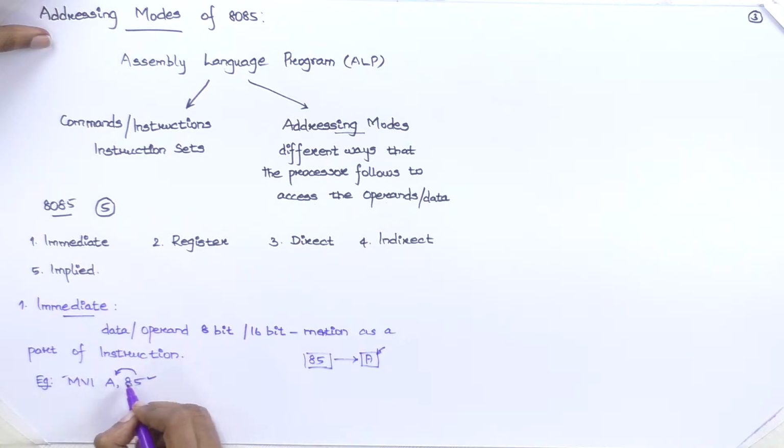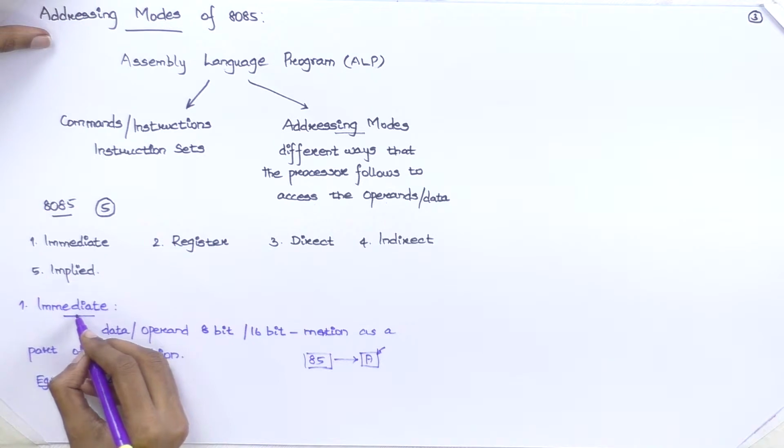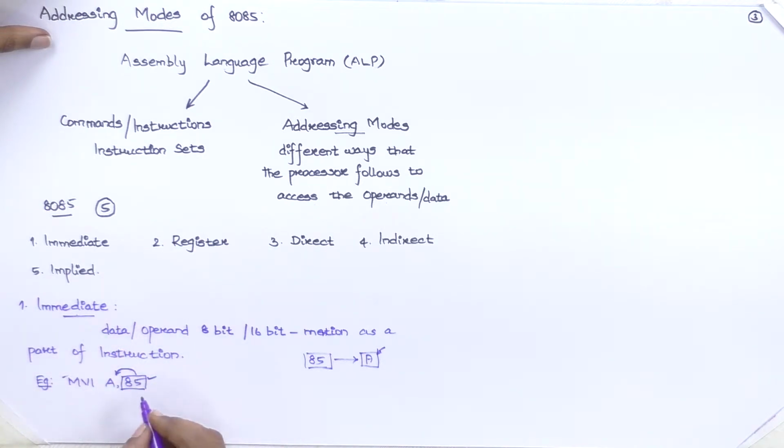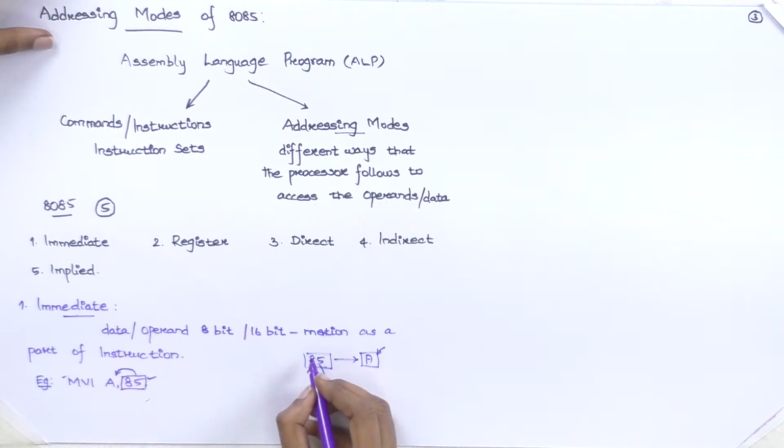In the instruction itself I have mentioned my operand, so it is known as immediate addressing mode. After the execution of this instruction, the 85 value will be moved into the accumulator. Here 85 is 8-bit data. To represent it, you write 8 in BCD as 1, 0, 0, 0, and the 5 as 0, 1, 0, 1. So BCD code.